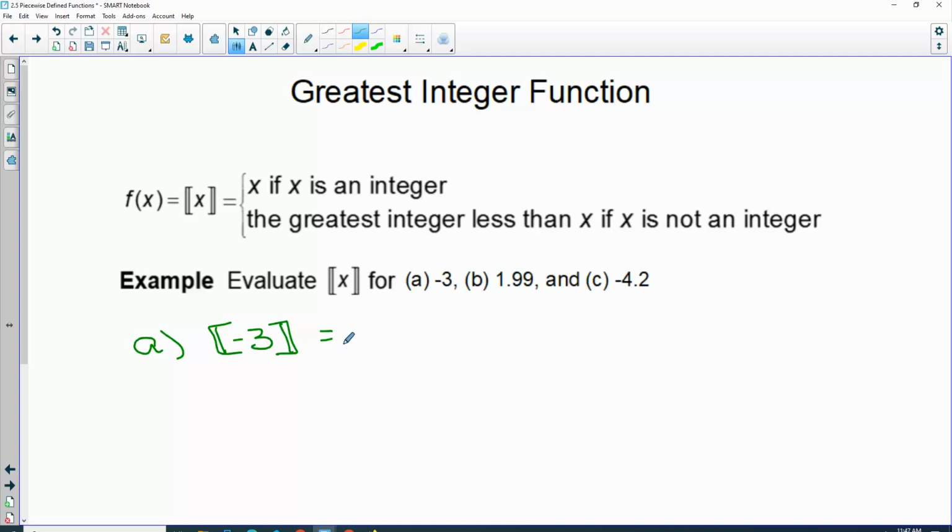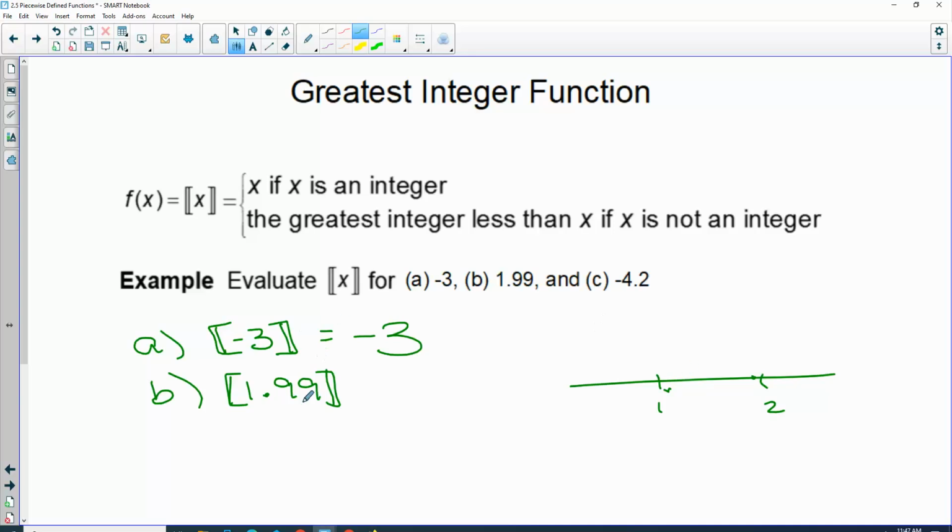Negative 3 is an integer, so we get out negative 3. It doesn't change it if you put in an integer value. If I ask for the greatest integer of 1.99, if you think about a number line, 1.99 falls between 1 and 2. You always have to go with the smaller number. So we're going to get out 1. You can't get out bigger than what you put in.